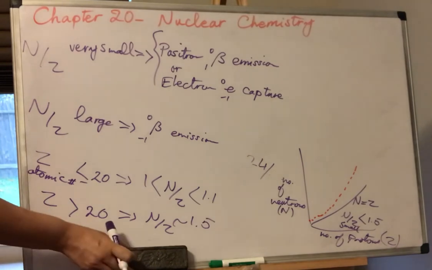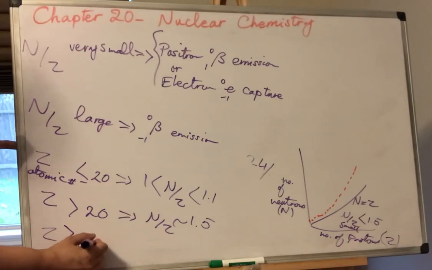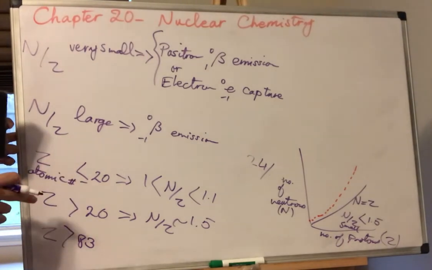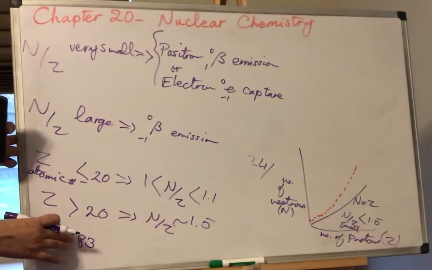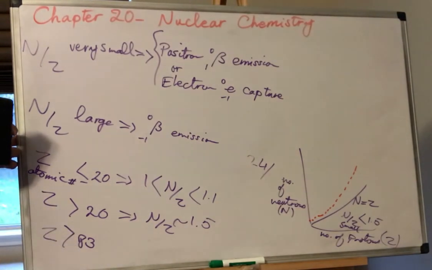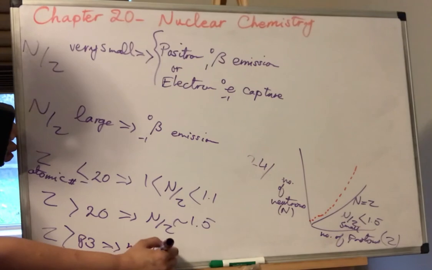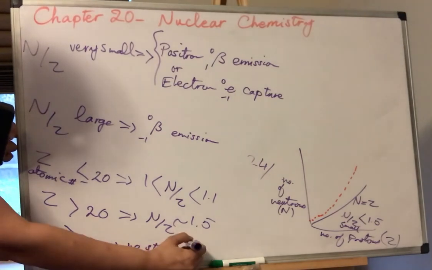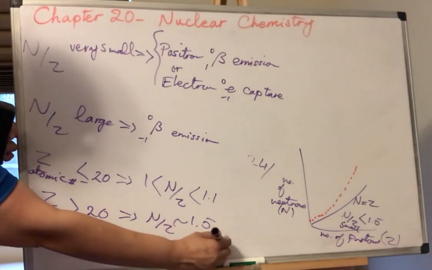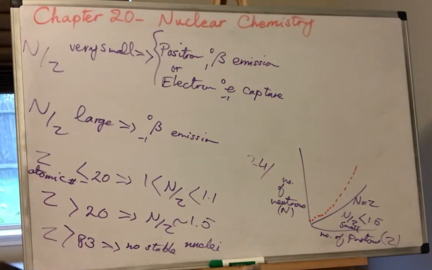And also learn something for Z above 83. You remember the last stable proton number was 82? So for above 83, there is no stable nuclei. By the way, nuclei, if you didn't know, is the plural form of nucleus.